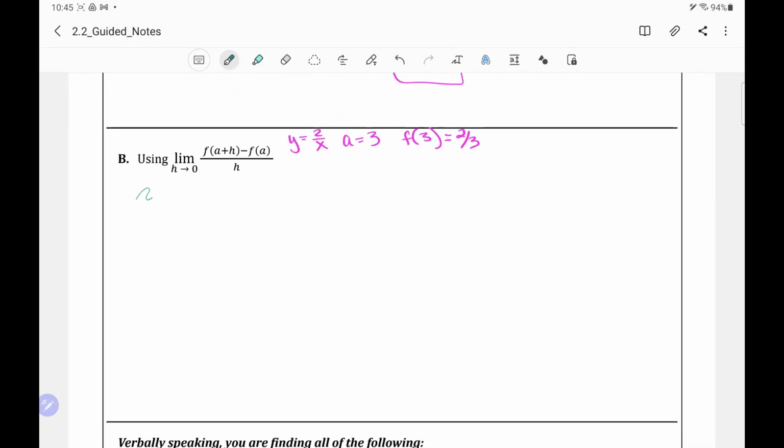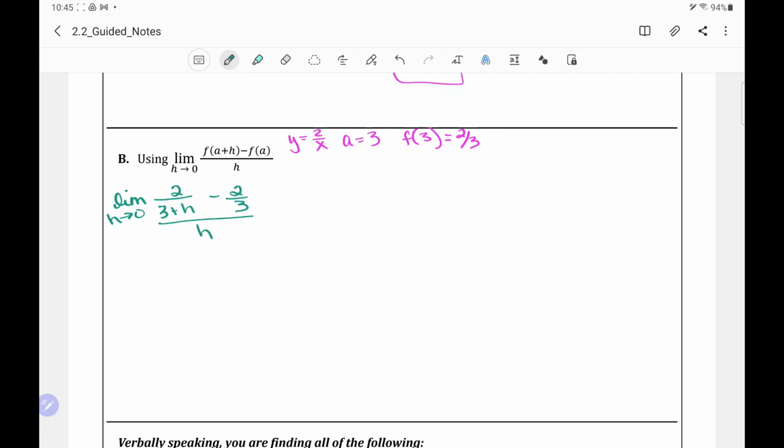So in this formula, we have that the limit as h goes to 0 of f of a plus h. So I've got to do 2 over a, which is 3 plus h, minus f of a, which is still 2 over 3. So that's easy enough. All over h.